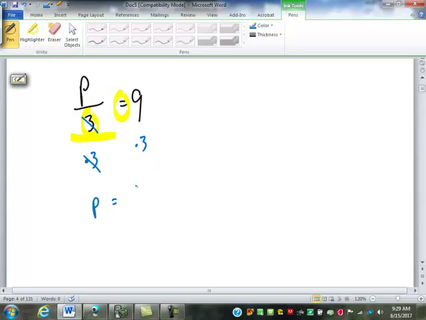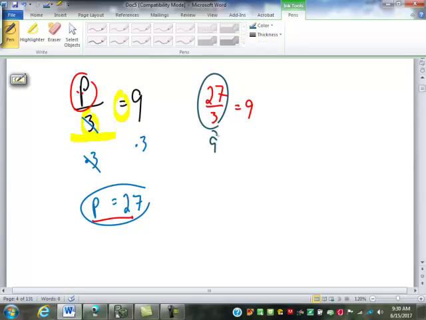We have to do the exact same thing to the other side. 9 times 3 is 27. And again, I can always replace my P with the 27 to make sure it works. 27 over 3, does that equal 9? Well, 27 divided by 3 is 9. So yes, it is true.